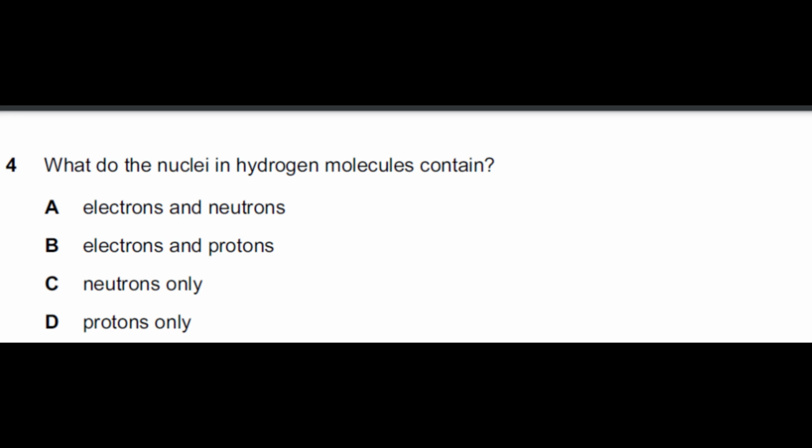So if we are talking about the nuclei, the nuclei contain the protons and neutrons, and electrons are revolving around it. So if it is having just one proton and zero neutrons, that means its nuclei contain only one proton. So the answer is going to be Delta for this question.